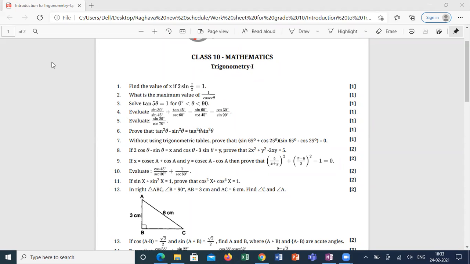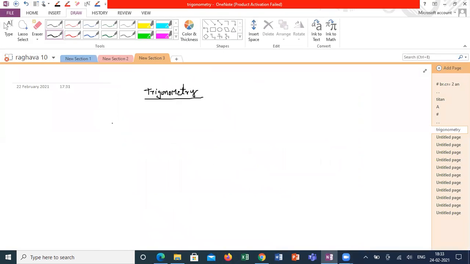For that, we have to go with the table first. Am I right? Yes, sir. So first I'm going to draw the table. For only sine, cos, tan is enough. What are the standard angles? 0 degrees, 30 degrees, 45, 60, 90. Correct? Yes, sir. So sine, cos, tan.